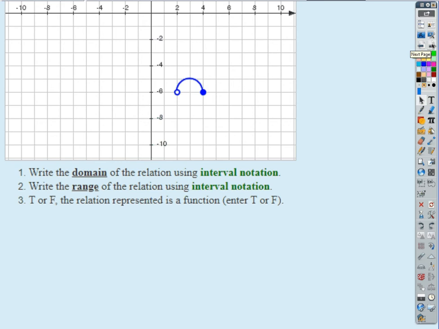How about this one? Maybe slightly trickier. If I'm looking at the domain, if I project this onto the x-axis, what can you tell me about the endpoints I'm going to get? Rodney, where's the left endpoint going to be if I project this onto the x-axis? 2. Good, so we're going to project this point up there vertically. Open or closed? Open, because that's not included in the function, right?